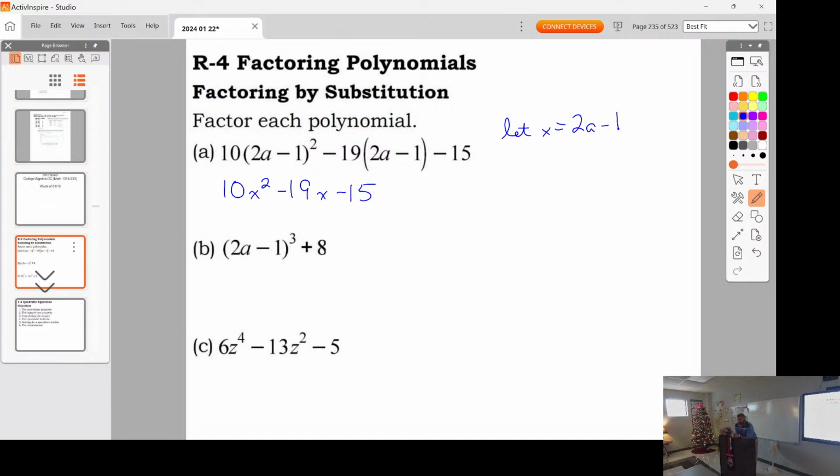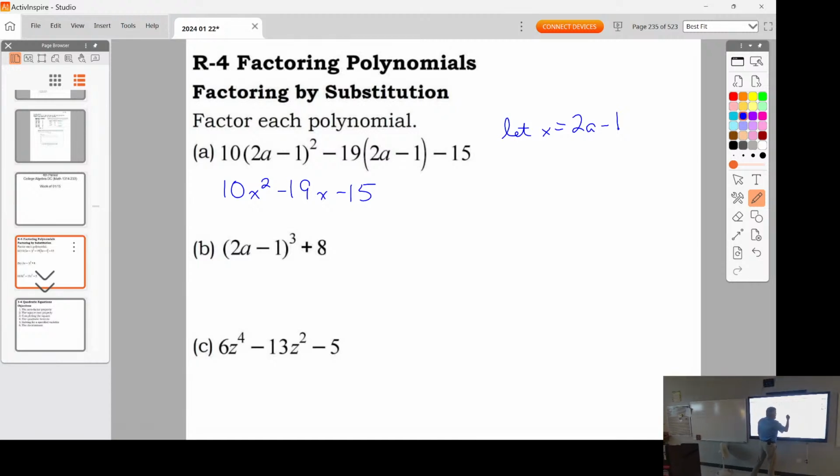Now, I can factor this, and when I get done, I'm going to have an answer, but my answer is going to have x's. Does my problem have x's? No. So what do I do? You got to substitute back. Okay?